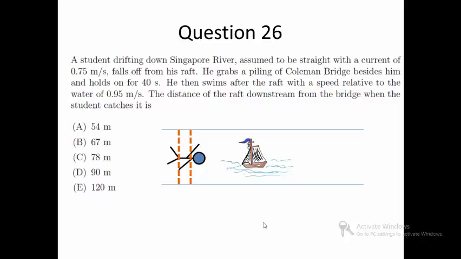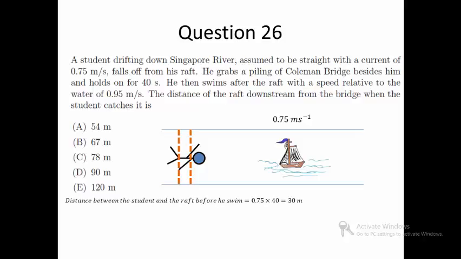While the student remains stationary for 40 seconds, the raft continues drifting at the speed of the current, which is 0.75 meter per second. Thus, the distance between the student and the raft just before he or she starts swimming is 0.75 meter per second times 40 seconds, and we get 30 meter.